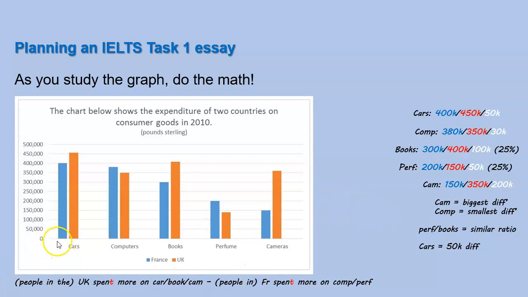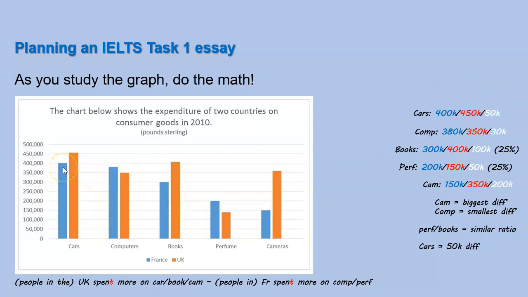A weaker candidate will start at the left and then give the numbers and the items and just work through describing everything in a very orderly fashion. Basically, this is writing a list. This is not writing an essay, and you will not achieve a very high band score if you do that. You need to be able to group the information in a more meaningful way. And one way to do this is to actually look at the numbers and make a note of the numbers.